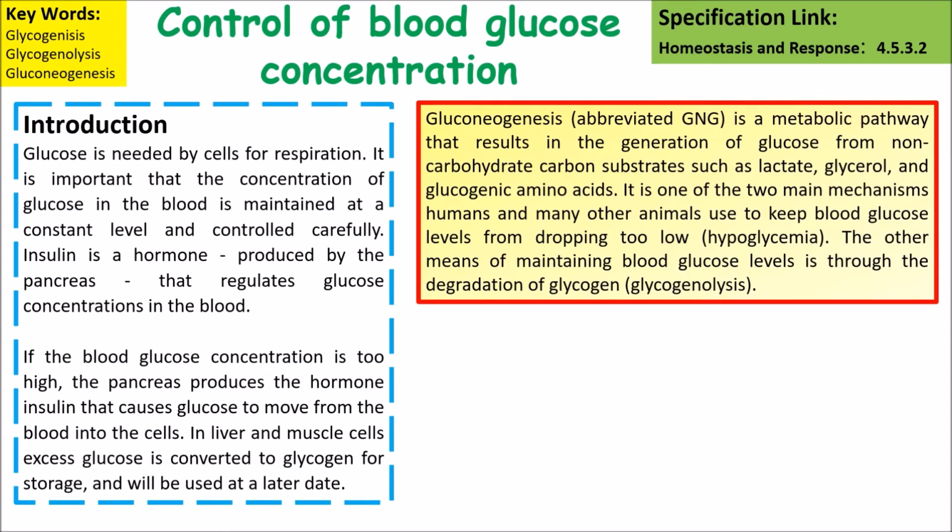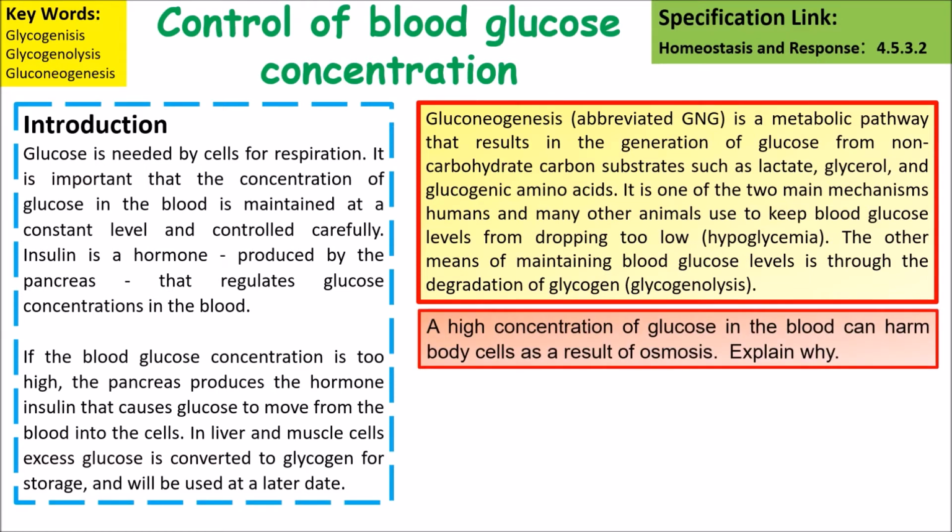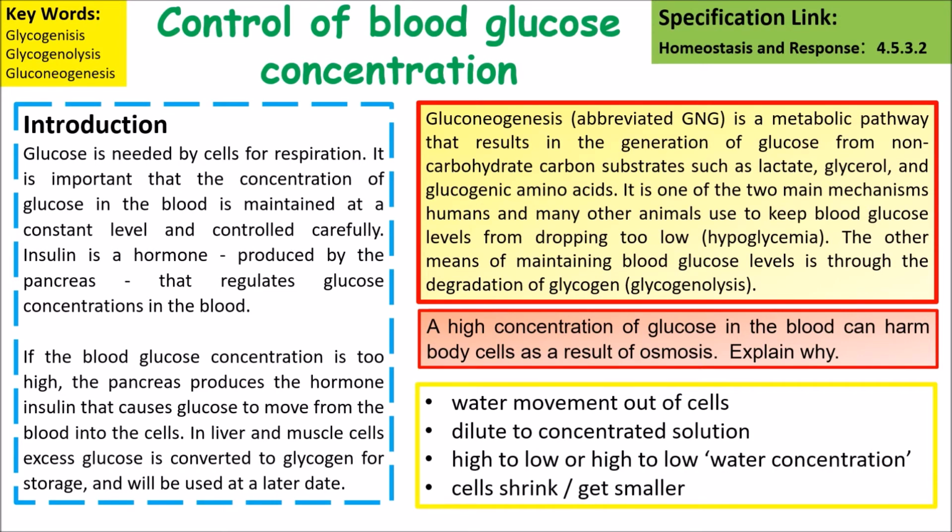And gluconeogenesis, right, is just the name of the metabolic pathway that results in the generation of glucose from non-glucose products. So if we think about it, a high concentration of glucose in the blood can harm body cells as a result of osmosis, right? That's because water will move out of cells from a dilute to a concentrated solution, and that would cause the cells to shrink, which would eventually end up in cell death.